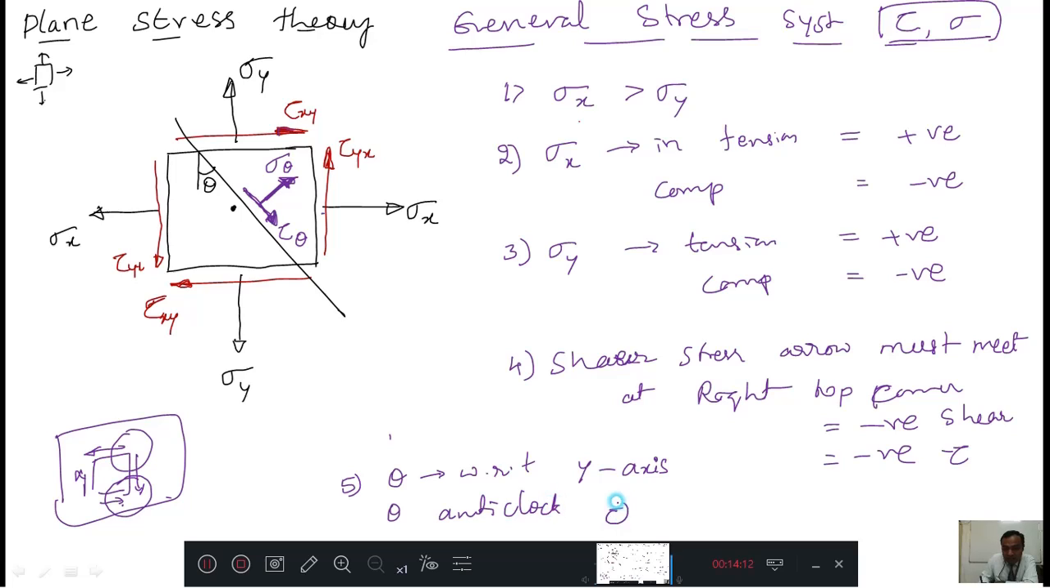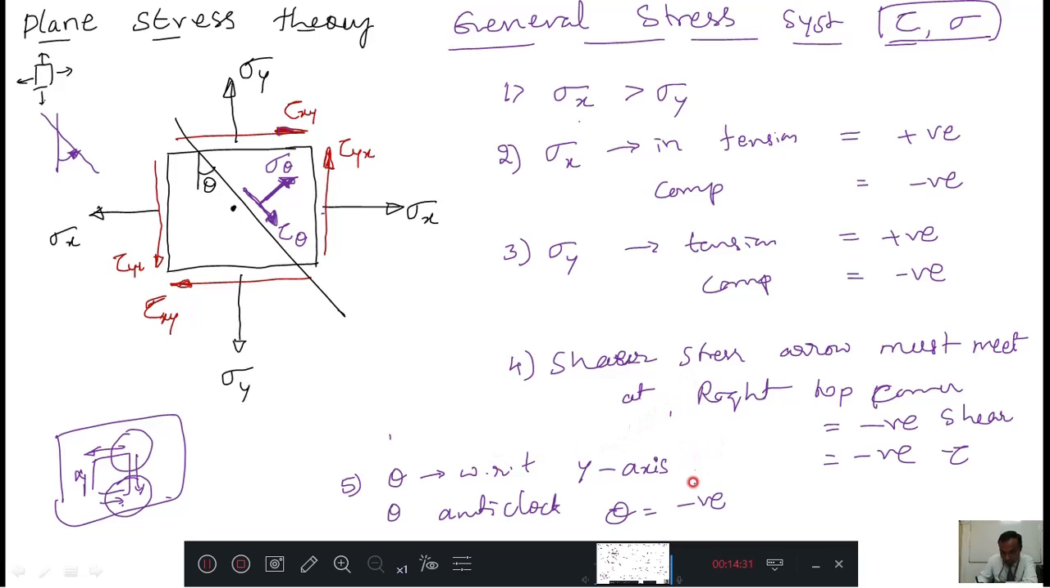Then theta is considered as positive. Now look at here. This is one vertical section and this is your plane. Then this is rotated this way. This is anti-clockwise direction rotation. Then it is positive.